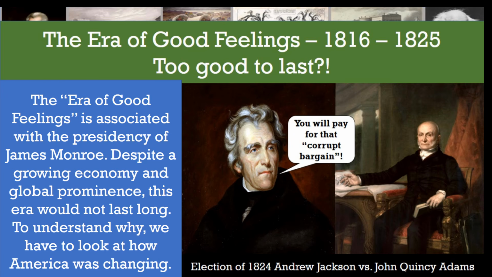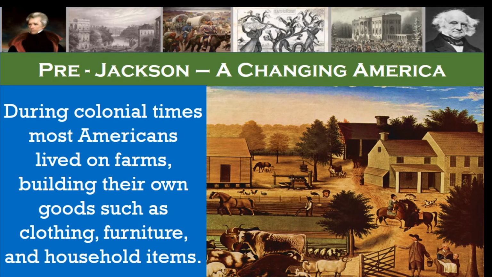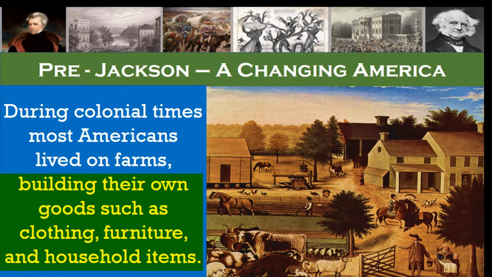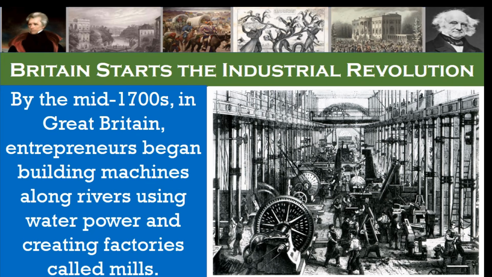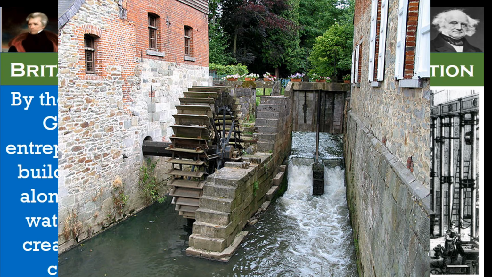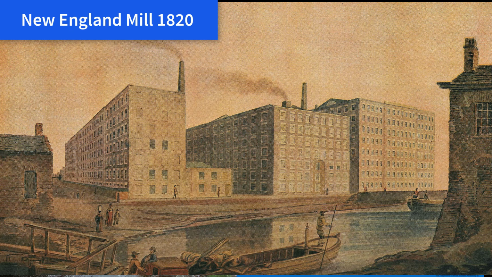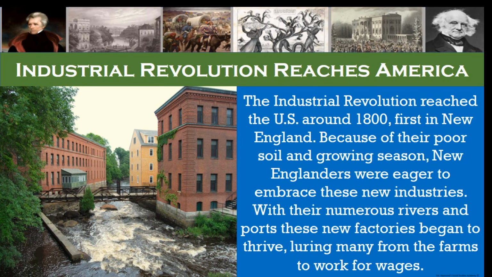To understand why, we have to look at how America was changing. By the time of the era of good feelings, America was a rapidly developing country. During colonial times, most Americans lived on farms, building their own goods such as clothing, furniture, and household items. By the mid-1700s in Great Britain, entrepreneurs began building machines along rivers using water power and creating factories called mills. The Industrial Revolution reached the U.S. around 1800, first taking hold in New England. Because of their poor soil and growing season, New Englanders were eager to embrace these new industries.